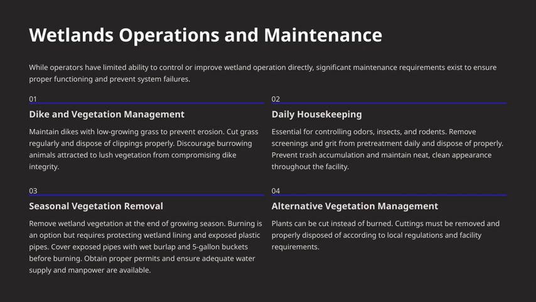Finally, there are alternative methods for vegetation management, such as cutting instead of burning. If we choose to cut, it's important to remove and dispose of the cuttings properly, following local regulations and facility requirements. All these maintenance activities are interconnected and vital for the overall health and functionality of the wetland system, helping us achieve the environmental goals we're aiming for.